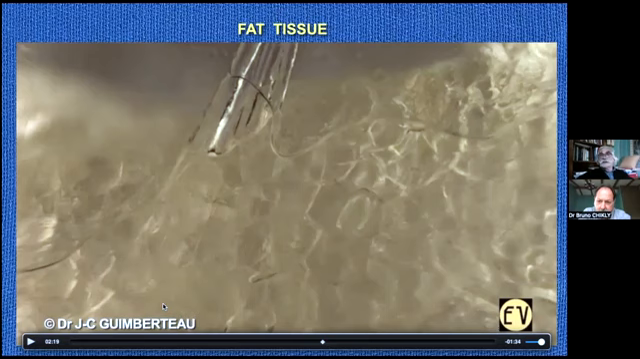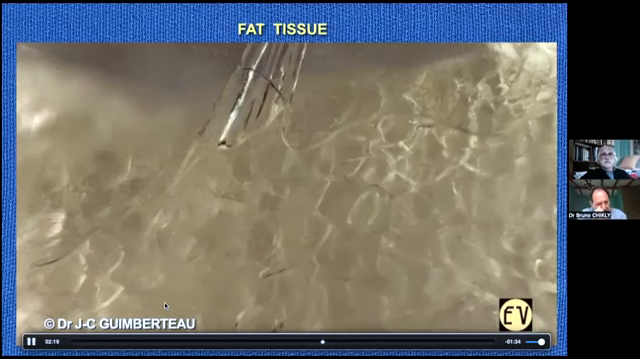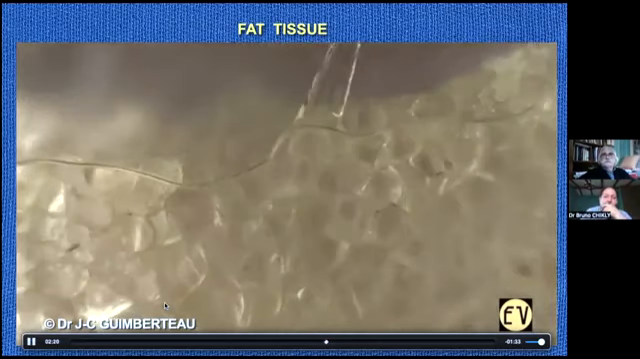So it's not a connective. It's not only connective. It's constitutive. It participates in the shaping of the fatty lobule. So it was the beginning of our experience. And so we go on.